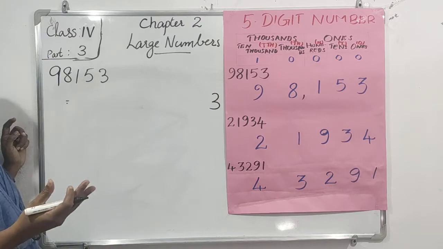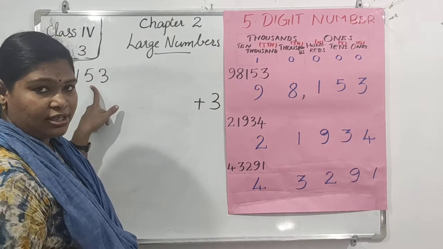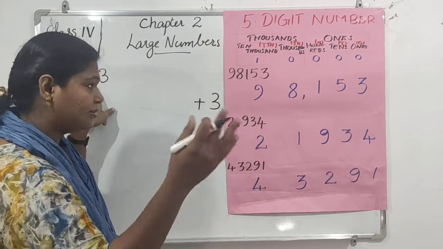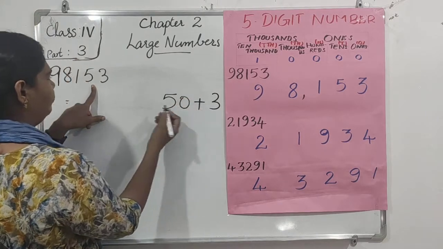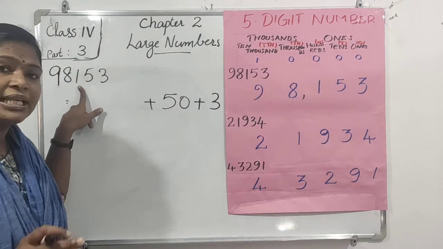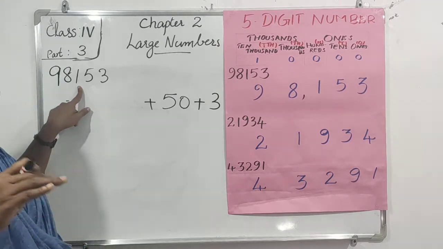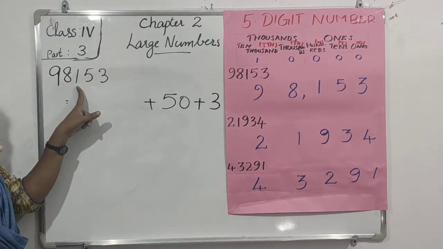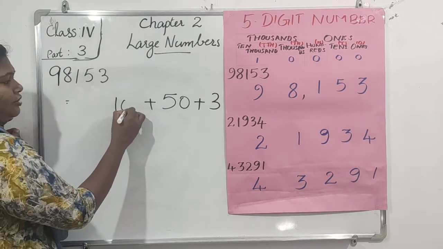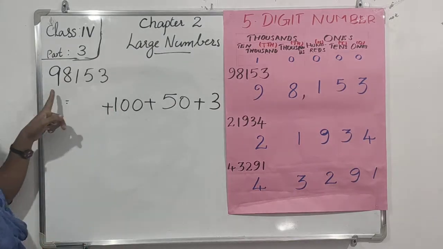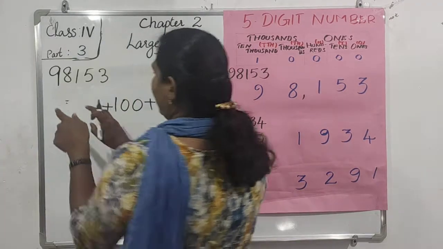98,153 is equal to 3 in 1's place, no? So we write 3 plus, in 10's place, what is the number? 5. 5 tens means 50. So we write 50 plus, the next place is 100's, no? What is the number in 100's place? 1. 1 hundred is 100. 100 plus, what is the next place value? 8.